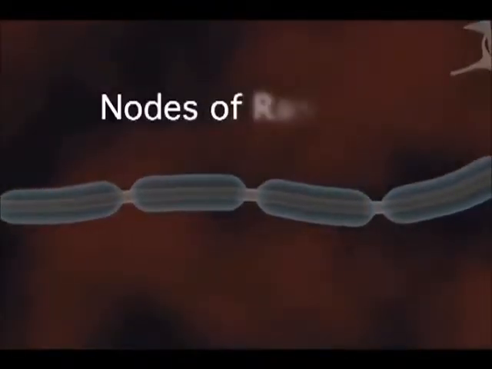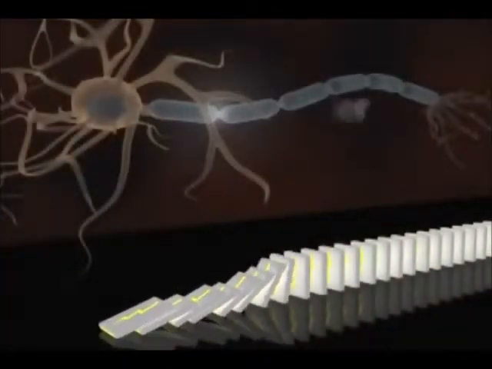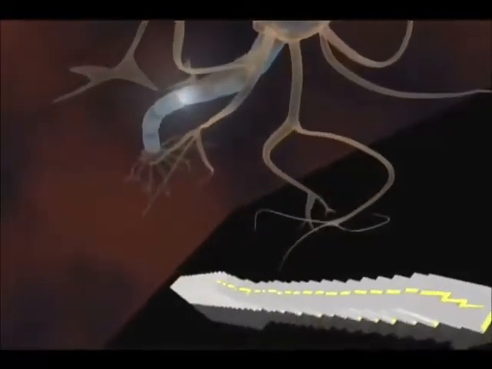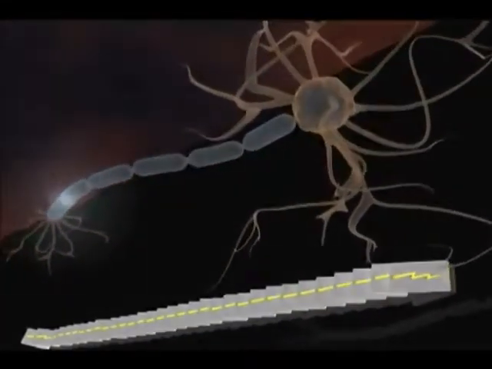These spaces are called nodes of Ranvier. From what you already know, action potentials occur at the axon hillock and continue to be repeated away from the cell body, much like dominoes falling one after another.